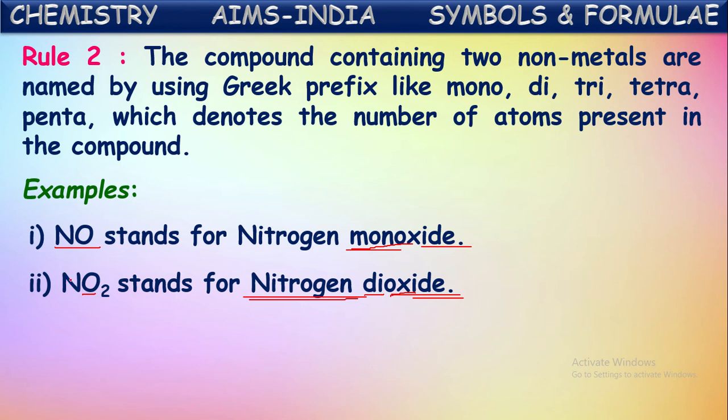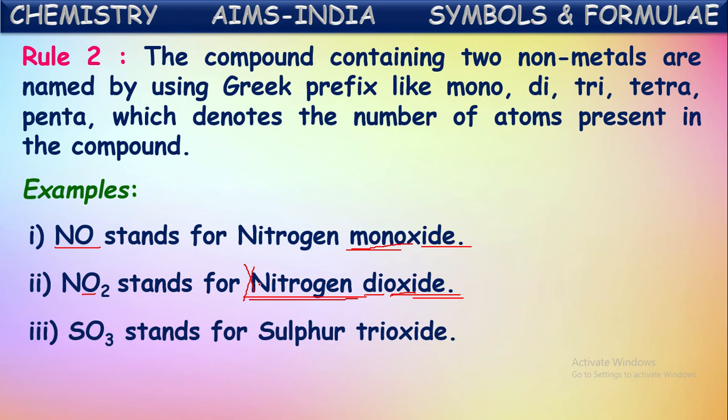So for the first non-metal, we need not mention anything before the name if only one atom exists. If there is more than one atom, then we have to mention that too. Suppose there are two nitrogens, then it is dinitrogen dioxide. As there is only one nitrogen, nothing is mentioned here. Okay, let us see one more example.